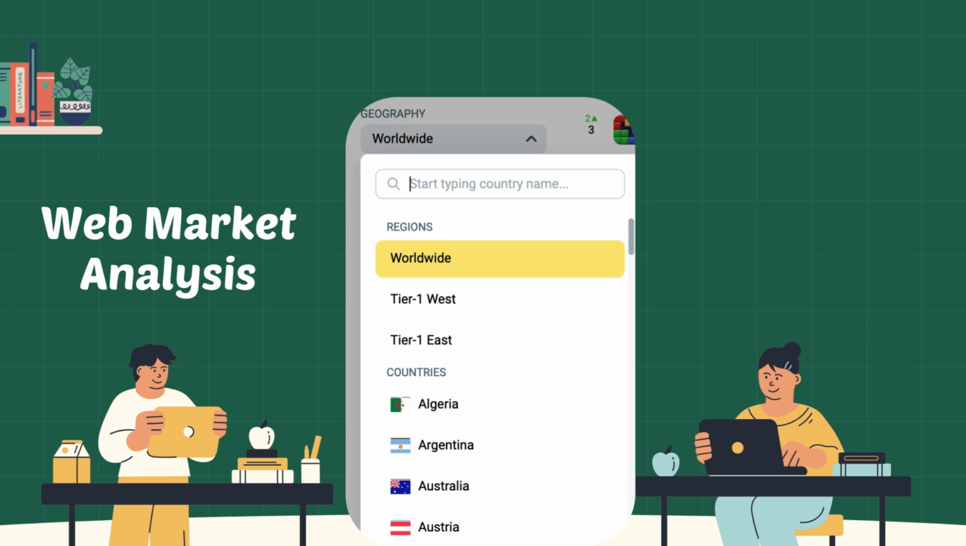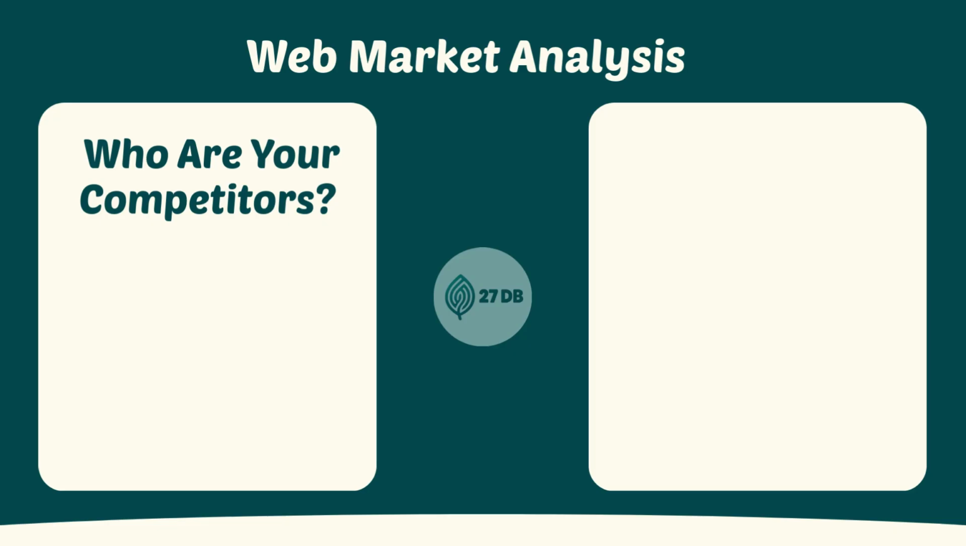When analyzing the web market, don't forget to factor in geography. For example, in tools like AppMagic, you can select specific regions or countries to focus your analysis. This is especially helpful when competitor strategies and user behavior vary by location.